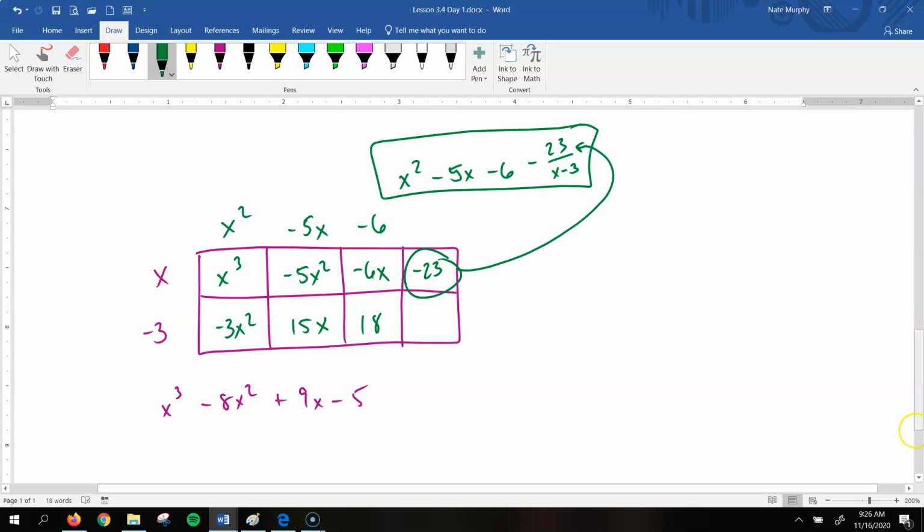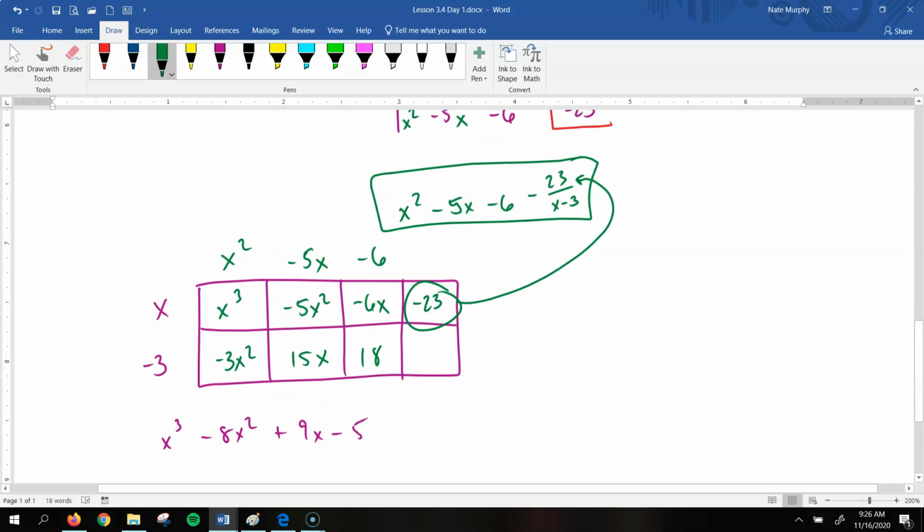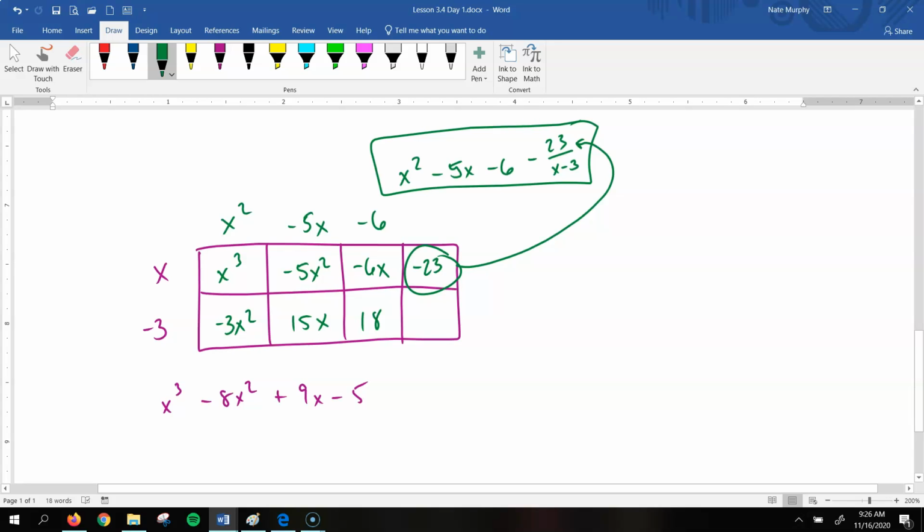So you could use either method for that last one. And again, you could have also even used long division, but I wasn't going to take the time to show you all 3 methods for this one.